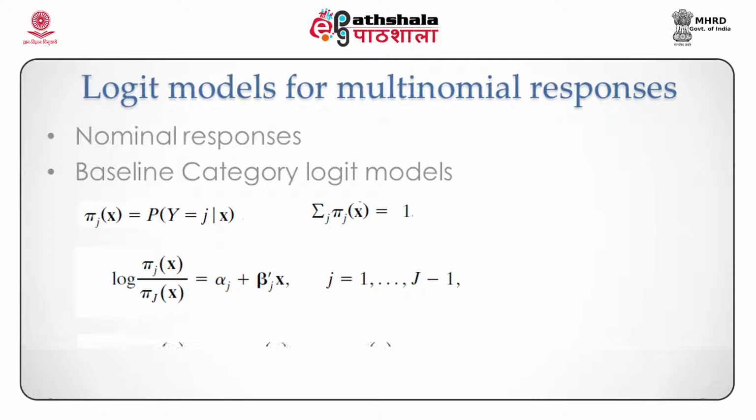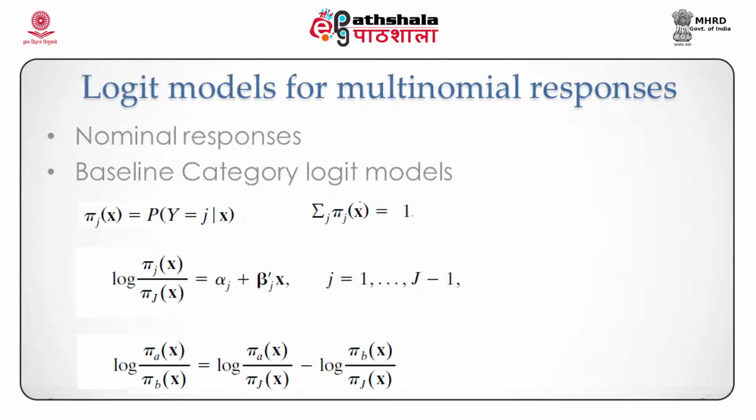Here we have decided to use the last category, capital J, as the reference category, and it is possible to obtain the odds comparing any pair of categories using the fact that log of pi_a(x) by pi_b(x) is equal to log of pi_a(x) by pi_J(x) minus log of pi_b(x) by pi_J(x), where the relationship alpha_j plus beta_j' x would hold for all j equal to 1 to J minus 1.